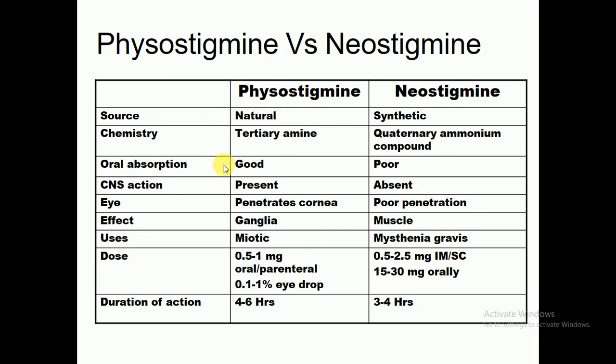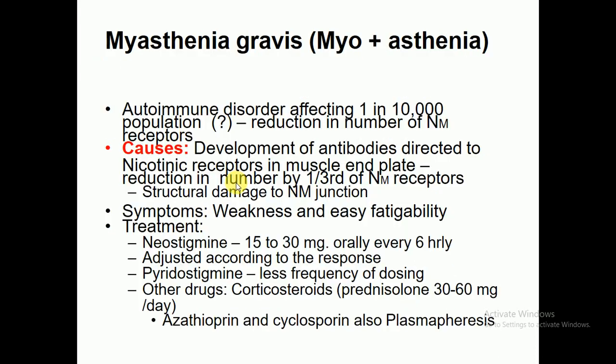The recommended dose of Physostigmine is 0.5 to 1 milligram orally or parenterally, and 0.1 to 1% eye drops, while the dose of neostigmine is 0.5 to 2.5 milligram intramuscularly or subcutaneously, and 15 to 30 milligram orally. The duration of action of Physostigmine is 4 to 6 hours, while that of neostigmine is 3 to 4 hours. Duration of action means the time period for which the drug remains effective.